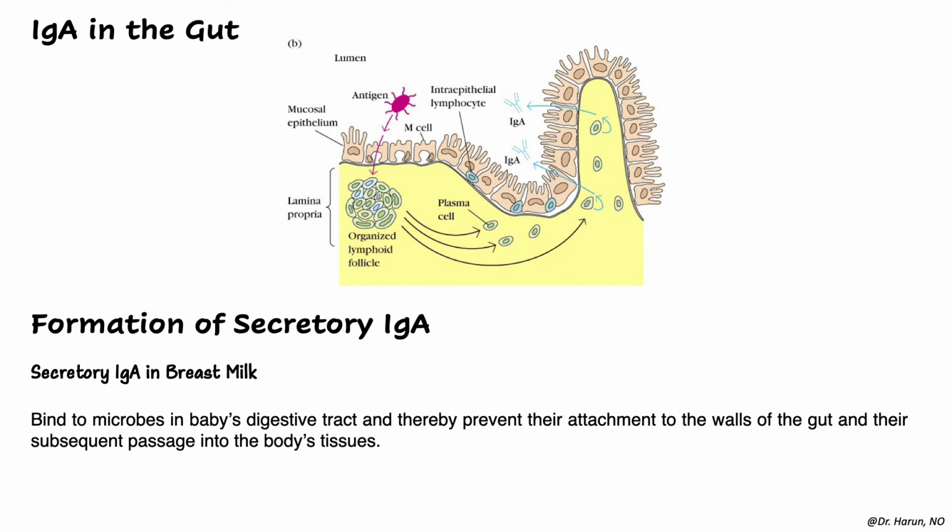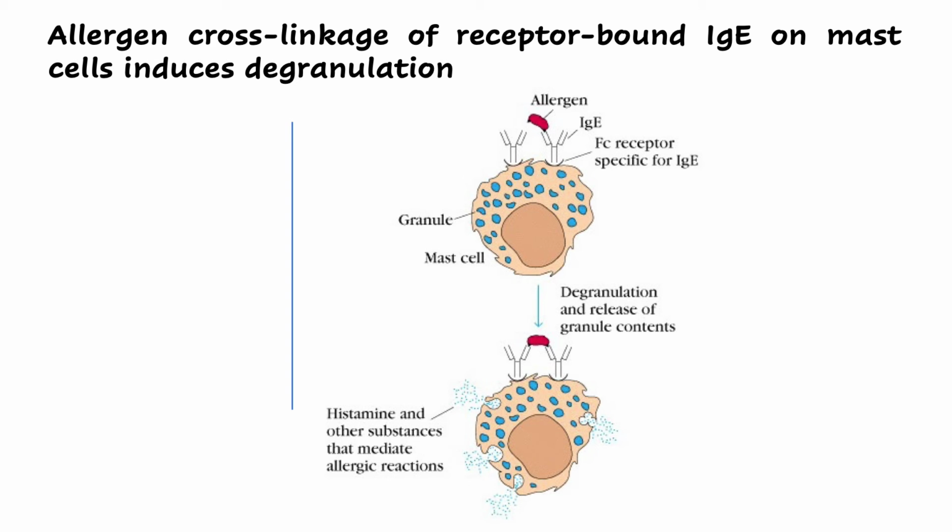Di mana secretary, kalau kita tengok formation of secretary of IgA pula adalah especially in breast milk, di mana binds to microbes in baby's digestive tract and thereby prevent their attachment to the wall of the gut and also their subsequent passage into the body's tissue. Manakala here adalah allergen, cross-linkage of receptor-bound IgE on mast cells induces degranulation.